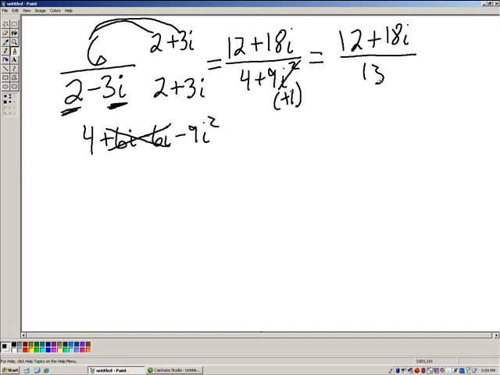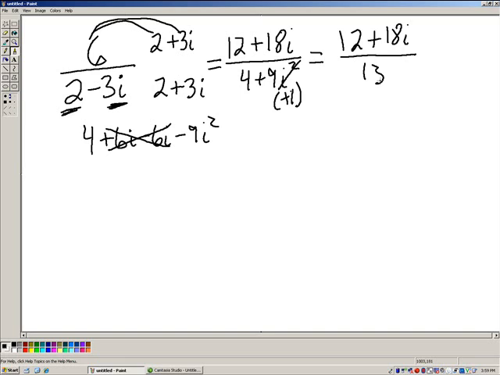If there's a monomial, we just multiply by i. A monomial gets fixed with a monomial. A binomial, as in this case, gets fixed with a binomial, the conjugate. Otherwise, all the rules apply. Whatever you do to the bottom, you do to the top. Distribute when necessary, so on and so forth. i squareds become negative 1s. All of that stays the same.